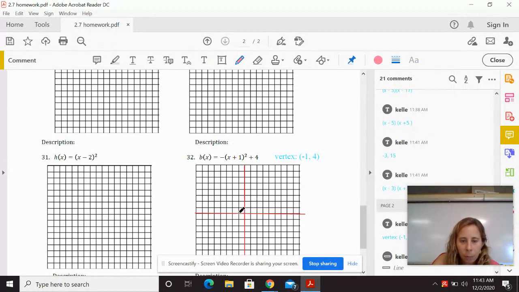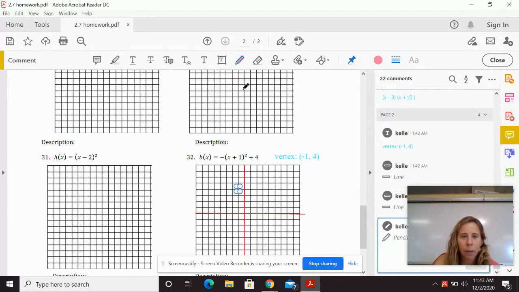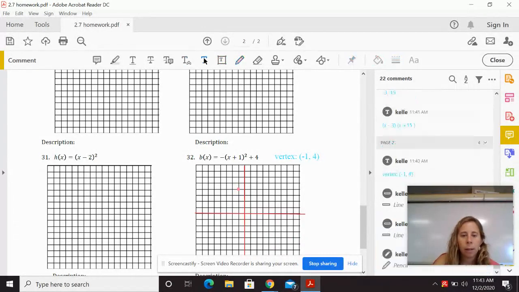-1, 4. 1, 2, 3, 4. All right, so it's right here. Right there. Boom. There's my vertex. -1, 4. Okay.